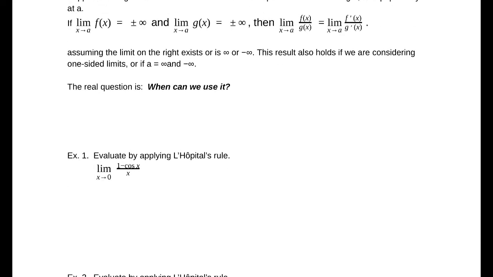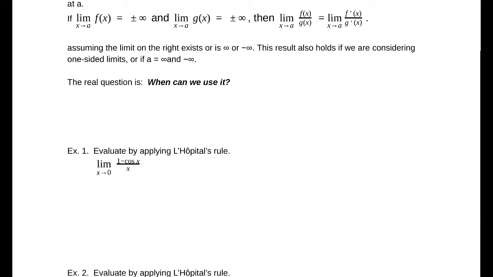All right, example 1. Limit as x approaches 0 of 1 minus cosine x over x. If we look at our numerator as x approaches 0, it is going to 1 minus 1. So we have a 0 over 0 case as x approaches 0. So let's go ahead and apply L'Hopital's rule, the first form of that. I'm just going to go ahead and say I'm using L'Hopital's rule.